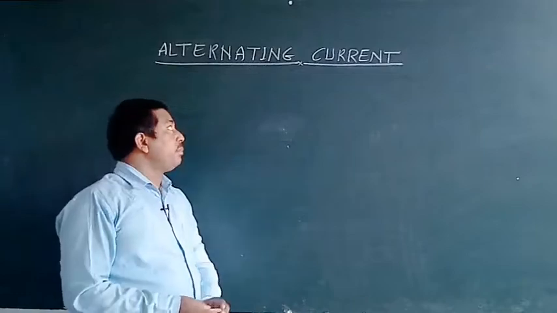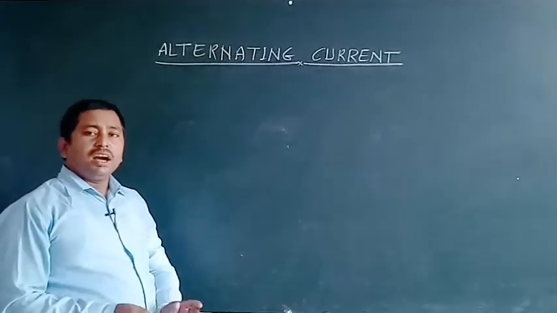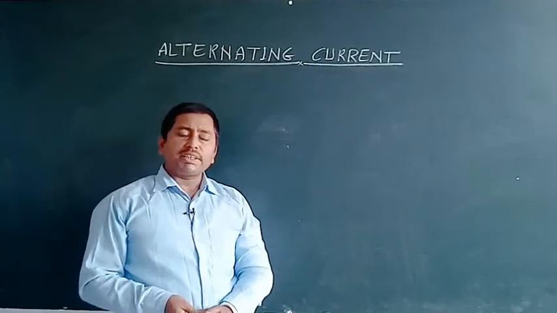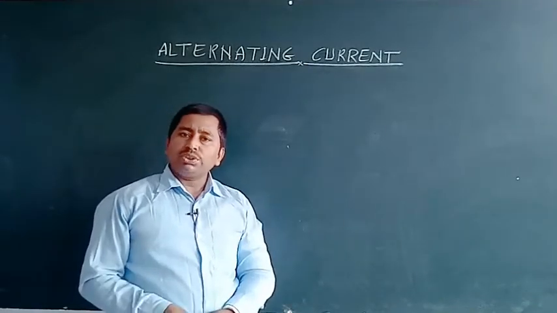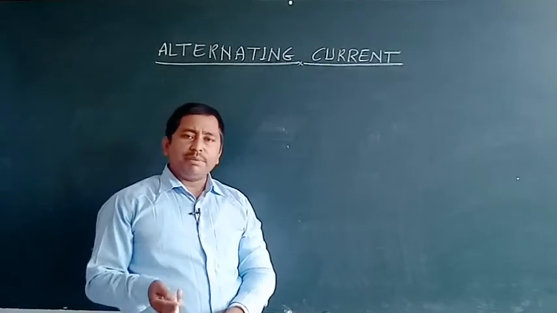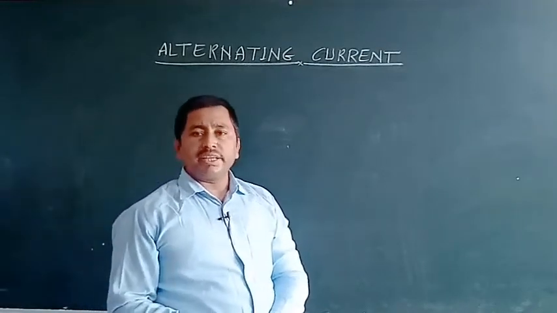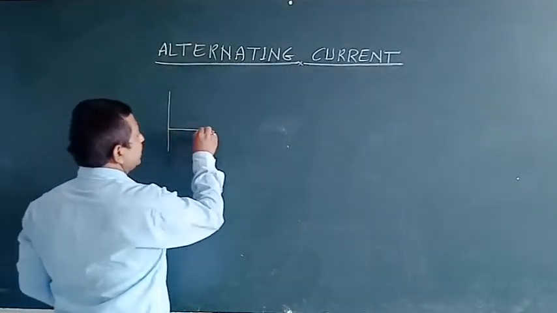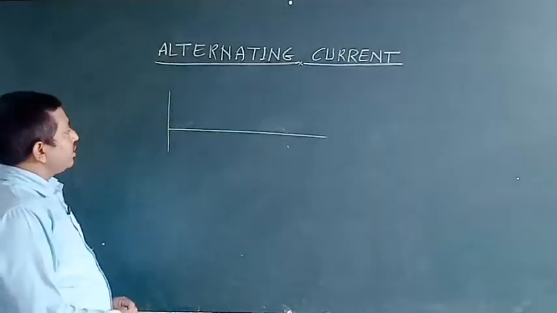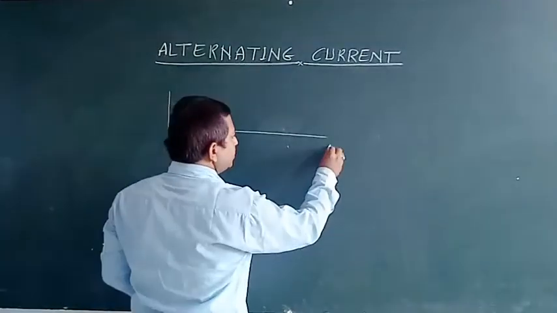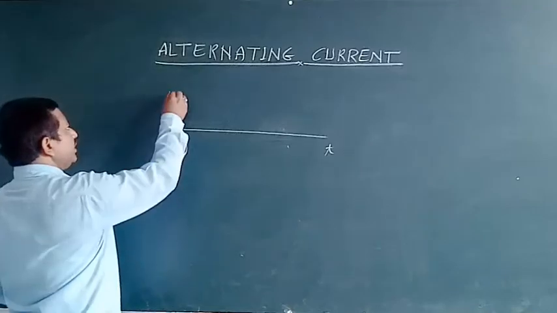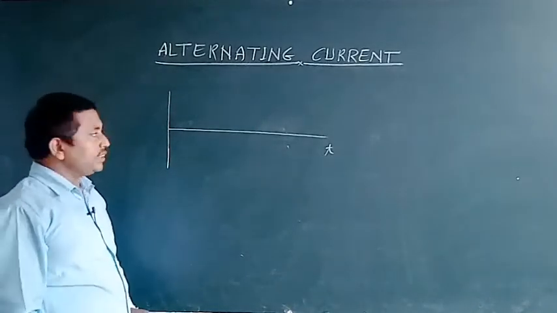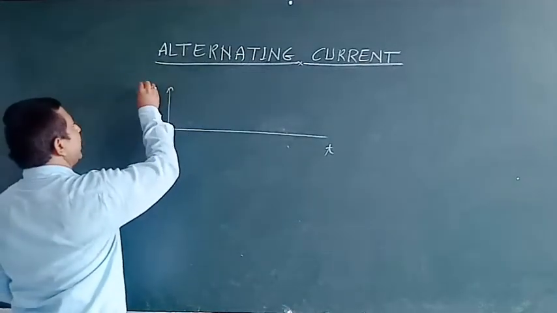Students, let us start our discussion about alternating current. Alternating current is that current which varies its magnitude with respect to time and also changes its polarity. That is, one time it becomes positive and other time becomes negative. And if we want to represent this current on the graph, then if we take this as a time axis, then this axis represents the magnitude of the current, it means this axis represents the alternating current.